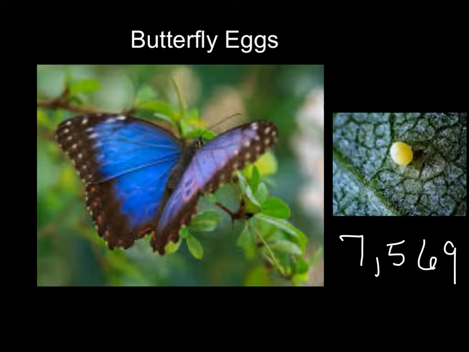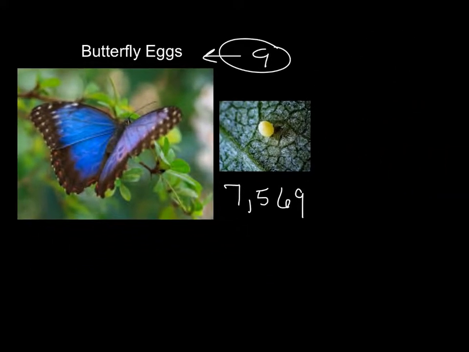Now, if each butterfly right here lays 9 eggs, right? So they're laying 9 of these eggs right there, 9. Then how many butterflies laid these eggs? So what this question really is, is 7,569 divided by 9. And that's the problem you should have done. So let's go ahead and solve this problem, and we will see if you got it correct. If you made any mistakes, once again, just fix them. All right, here we go.